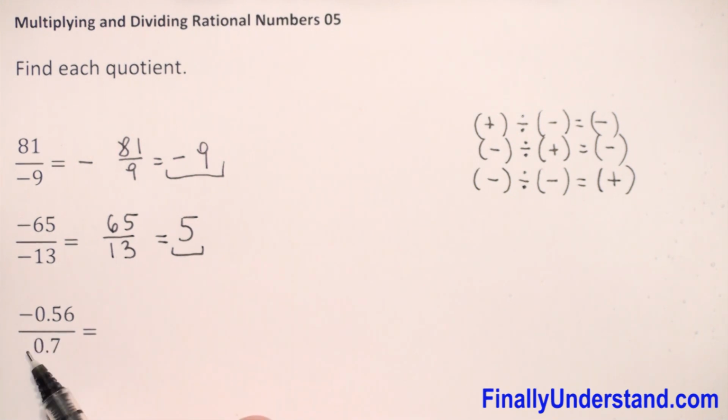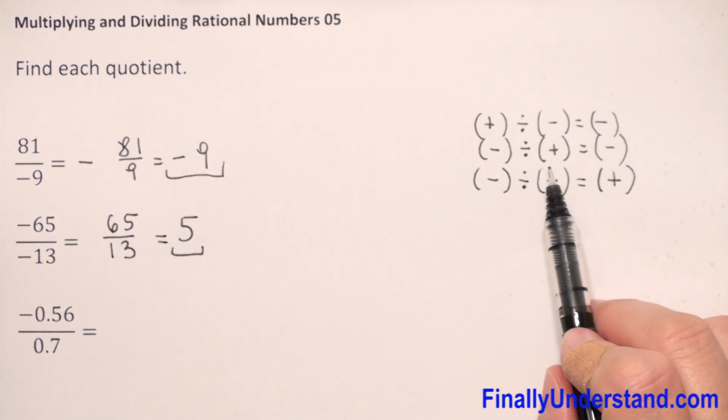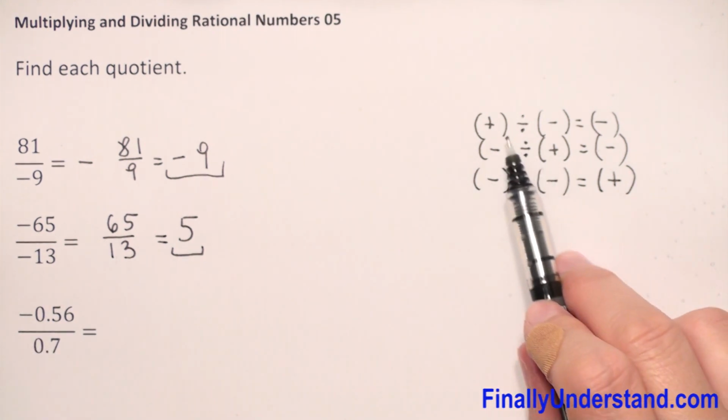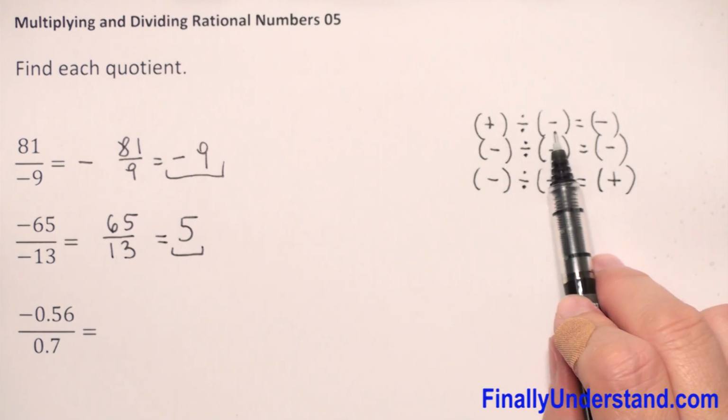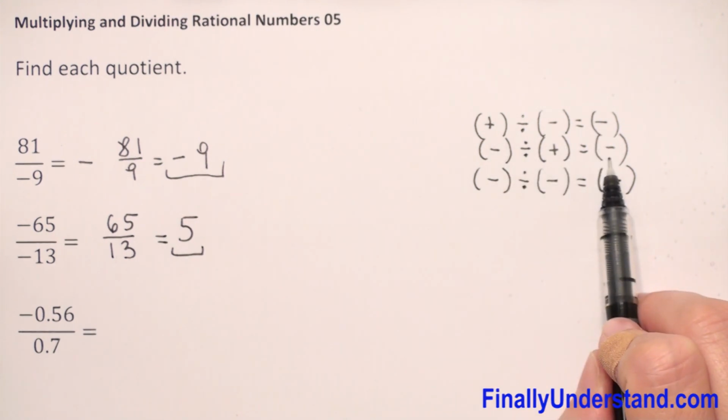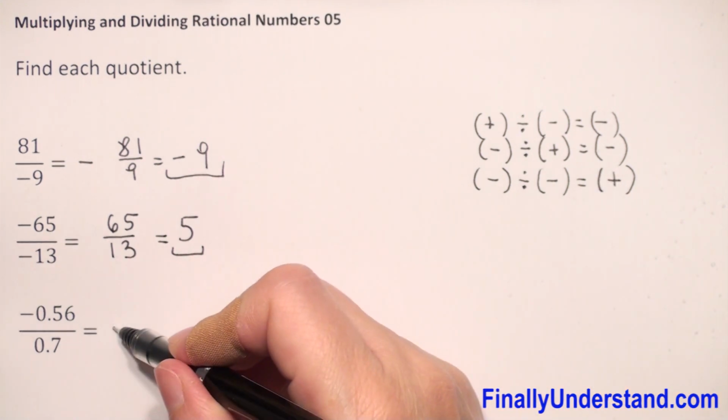We have negative divided by positive. When we don't have any sign, it's always positive. So negative divided by positive is the same like positive divided by negative. The answer is negative. The rule is the same like for multiplication. So we have negative sign.